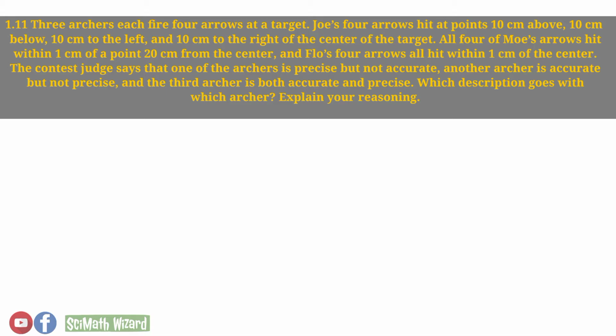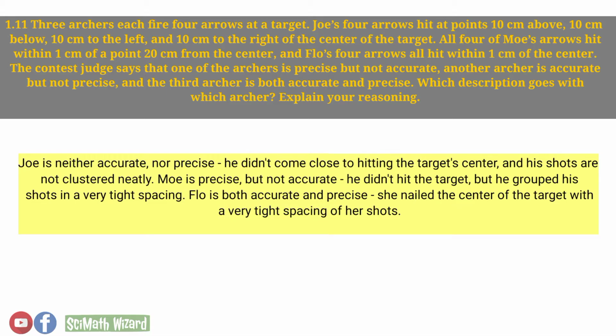The contest judge says that one of the archers is precise but not accurate, another archer is accurate but not precise, and the third archer is both accurate and precise. Which description goes with which archer? Explain your reasoning. Joe is neither accurate nor precise, he didn't come close to hitting the target center, and his shots are not clustered neatly. Mo is precise, but not accurate, he didn't hit the target center, but he grouped his shots in a very tight spacing. Flo is both accurate and precise, she nailed the center of the target with a very tight spacing of her shots.